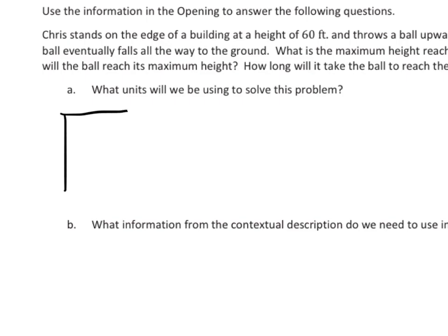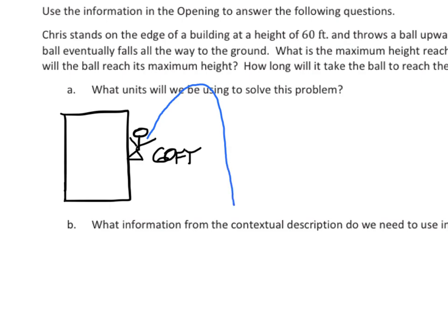Here's a building, and Chris is standing on a ledge. There he is, and he's at a height of 60 feet. He is going to throw a ball. That ball will go up, reach a maximum height, and then come back down and hit the ground. We have to find all of the important pieces of information to answer this problem, such as how long did it take him to reach the maximum height? What is the maximum height? How long did it take the ball to reach the ground?